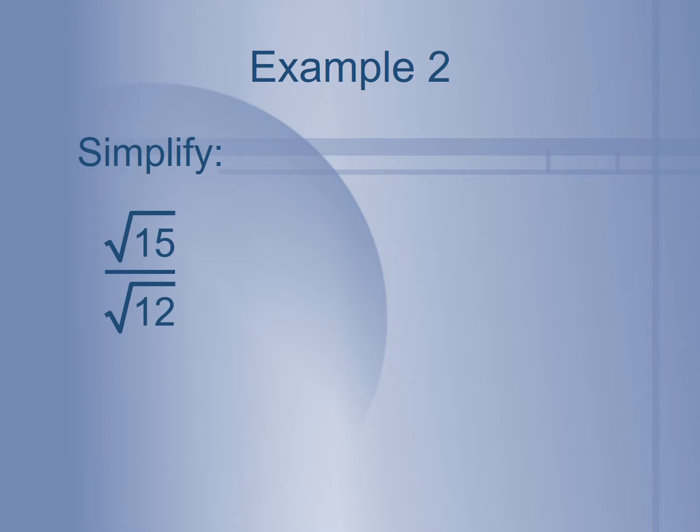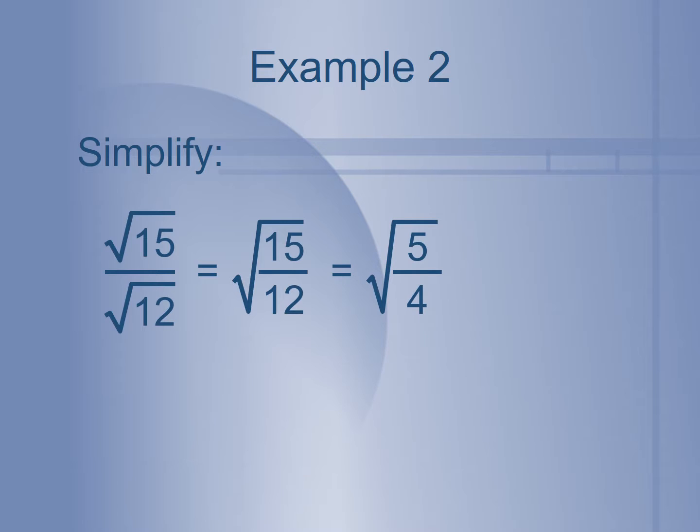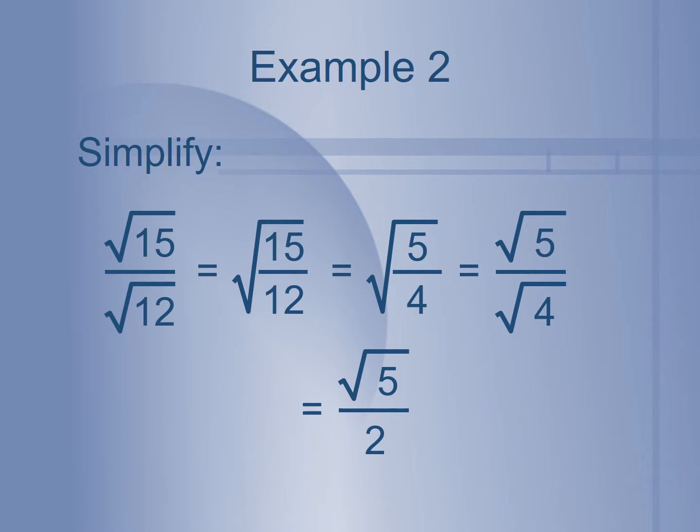Alright, next example, the square root of 15 over the square root of 12. First, using the quotient property, we will rewrite that as one radical. And then 15 over 12 reduces to 5 over 4. And then, from there, we'll go ahead and use the quotient property again and separate the numerator and the denominator. So we have the square root of 5 over the square root of 4. And the reason that we want to do that is because the square root of 4 is actually 2. So our final answer becomes the square root of 5 over 2.